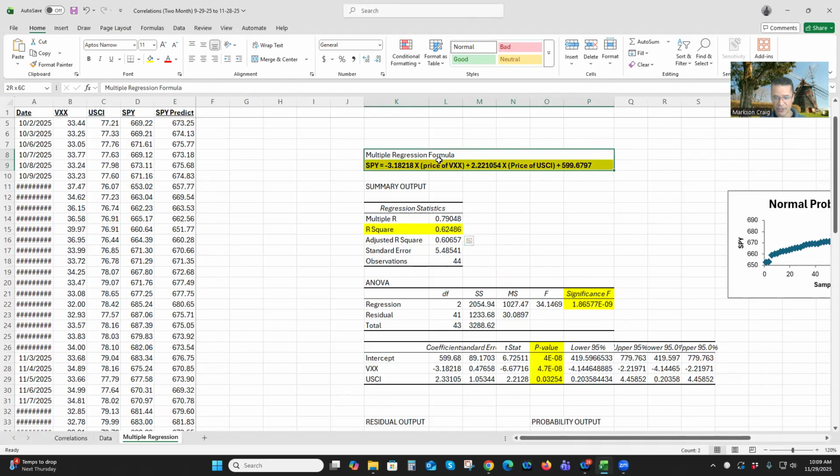Here is the regression formula. So SPY, or the S&P 500, equals negative 0.18218 times the price of the VIX, or the price of VXX, plus 2.221054 times the price of USCI, plus 599.6797. I will leave this up for a little bit so you can write down the formula.